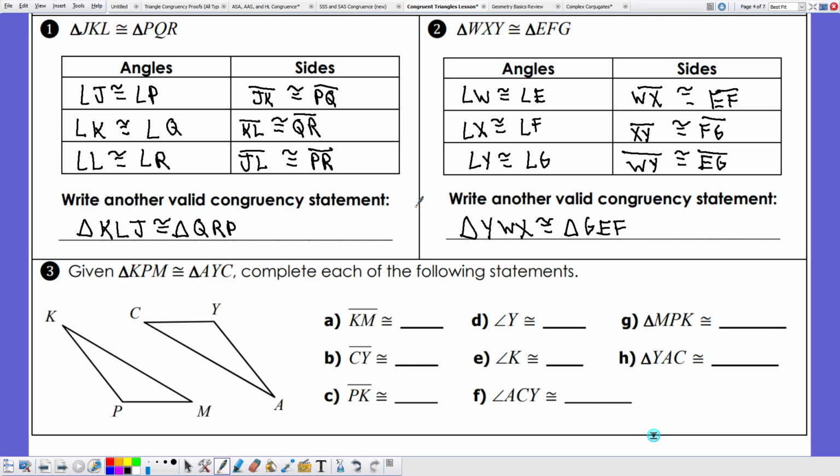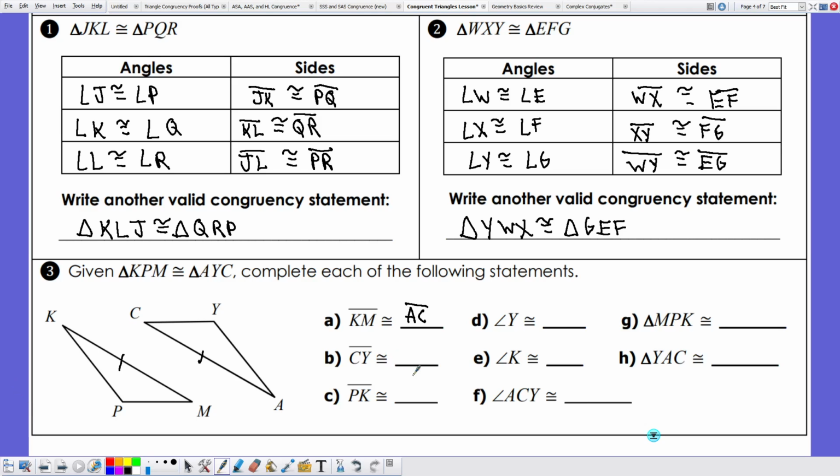So for instance, side KM, what's that congruent with? Well, KM is the first and the third letter. So in the second one, the first and third letter is AC. And we can notice, all right, KM is this large side here, and AC is the largest side on the other one. So those two sides are congruent.